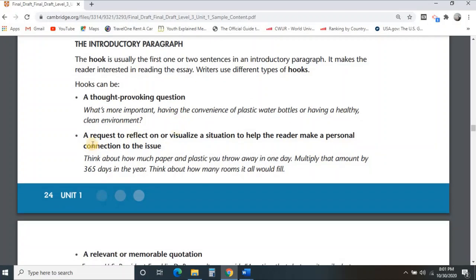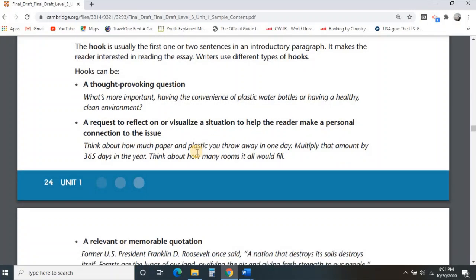Or a hook can also be a request to reflect on or visualize a situation, to help the reader make a personal connection to the issue. Example: think about how much paper and plastic you throw away in one day. Multiply that amount by 365 days in the year. Think about how many rooms it all would fill. In this case, you make the reader connect the issue to his personal life, making a personal connection to the issue being discussed.